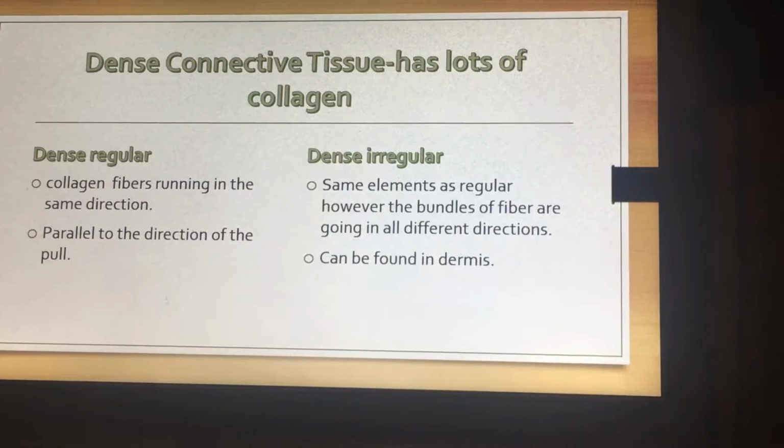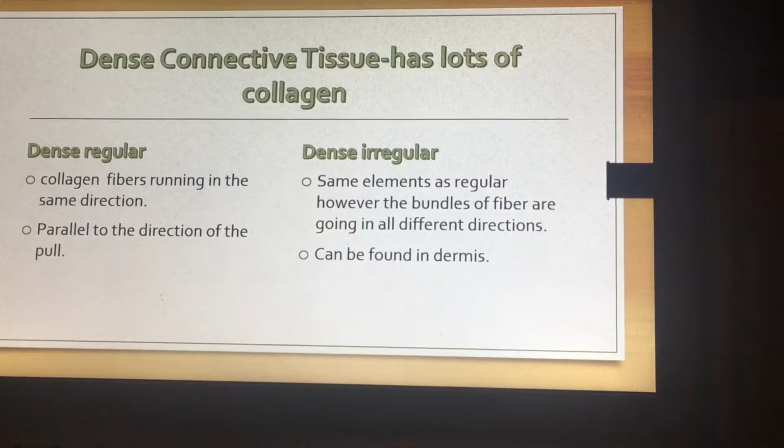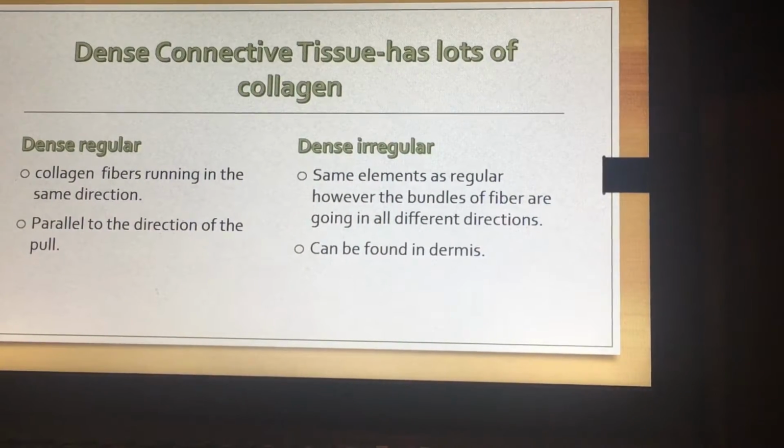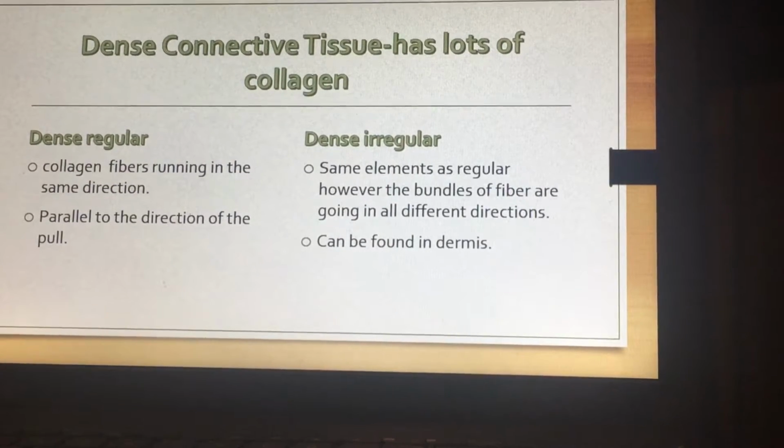Dense connective tissue has lots of collagen. Dense regular has collagen fibers running in the same direction, while dense irregular has the same fibers running in different directions.